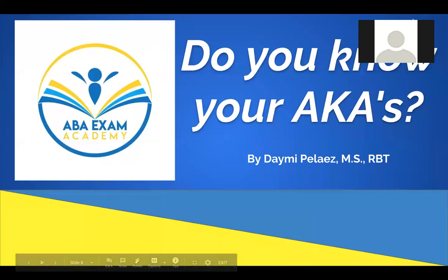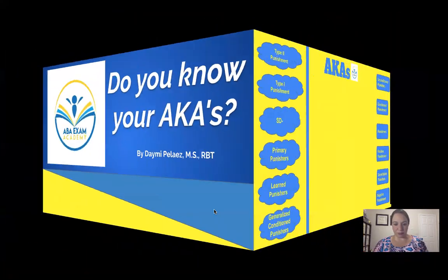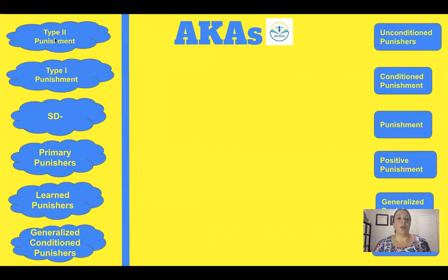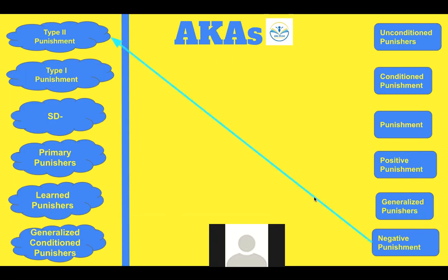All right, so do you know your AKAs? I'm going to read the ones on the left and you're going to match them with the ones on the right. Type 2 punishment. Negative punishment. Does everyone agree? Yes. Correct. Type 1 punishment. Positive punishment.